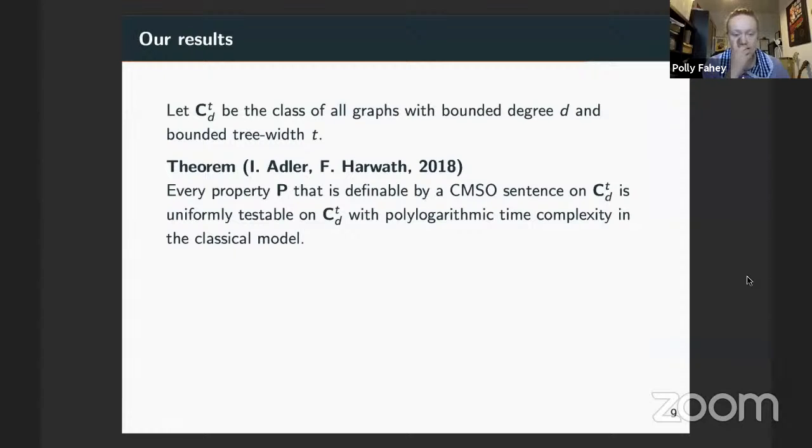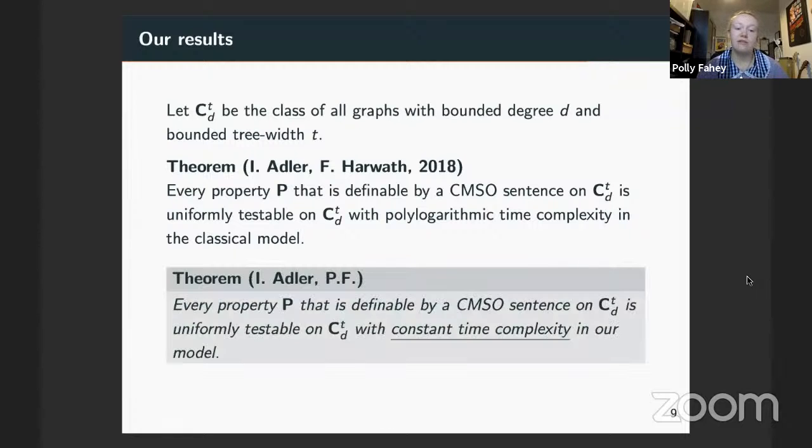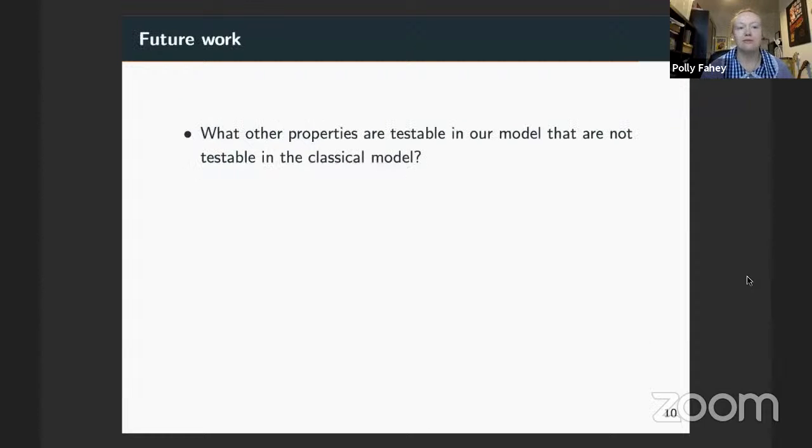In 2018, Isolde Adler and Frederik Harwath showed that every property that is definable by a monadic second order logic with counting sentence on the class of all bounded degree and bounded tree width graphs is uniformly testable on that class with polylogarithmic running time in the classical model. Now, we don't actually know if this can be improved to constant time or not, but in our paper we show that in our model it can be improved to constant time. But as I said, we don't know if this is an actual improvement or not, but it would be very interesting to know. So let me just conclude with some future work.